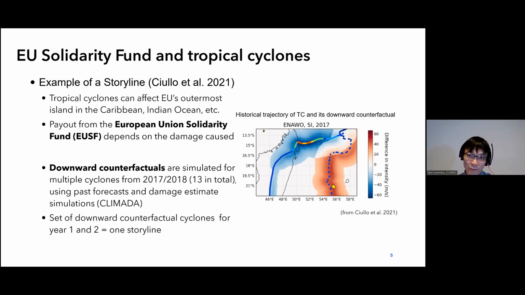Now, in constructing a specific storyline, we consider multiple cyclones from 2017 and 2018 and think of their downward counterfactuals. That is, what could have happened to the individual cyclones in the worst case scenario. And this is done using past forecasts of the individual cyclones and damage estimate simulations done through the Klimada model. So here, the storyline we're trying to construct corresponds to a specific set of cyclones that are chosen. So we have 13 cyclones to consider in total, and a specific set of cyclones would correspond to one storyline.